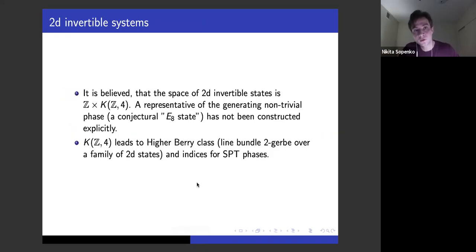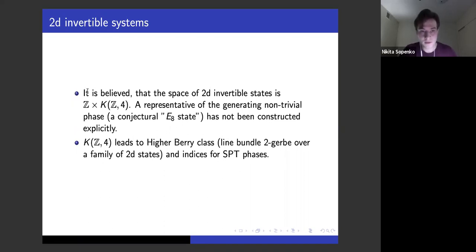Now let's move to the two-dimensional case, which is much more interesting. The reason why it is interesting is because it is believed that even in the absence of any symmetry, there should be some non-trivial invertible phase, but this phase was not constructed. So there is no example of that, though everyone believes that it should exist. And it is expected that the space of such states is Z times KZ4.